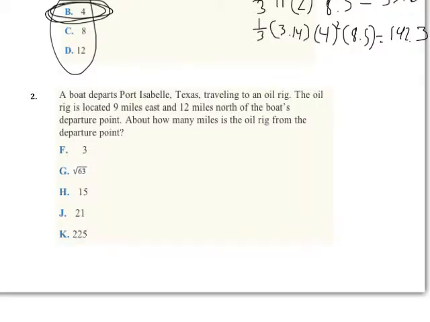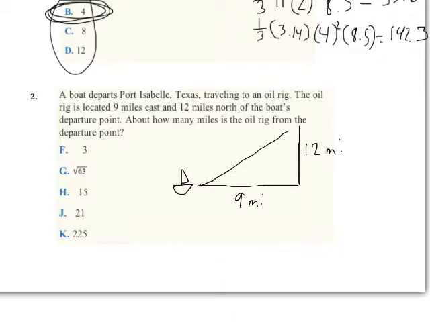Alright, number 2 here is going to describe a triangle. A boat departs Port Isabel, Texas, traveling to an oil rig. The oil rig is located 9 miles east and 12 miles north of the boat's departure point. So here's my little boat. It's got a sail. There's an oil rig that is 9 miles east. So east is this way. So that is 9 miles. And then 12 miles north. My drawing is not to scale. It's asking how many miles the oil rig is from the departure point.